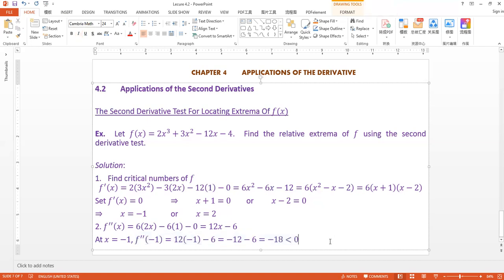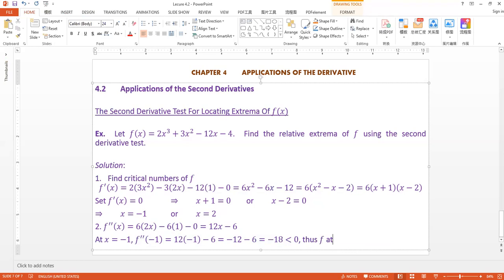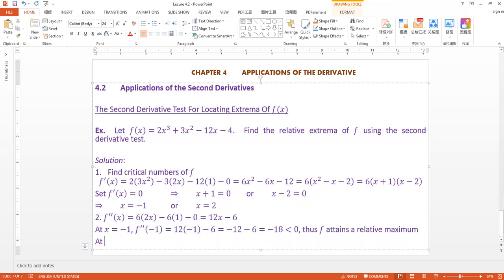So according to the rules, if the second derivative of the function at the critical number is negative, then the function f attains a maximum. Okay, so thus the function f attains a maximum, a relative maximum or local maximum. Okay, so that's the first critical number, and then we have another critical number, x equal to 2.